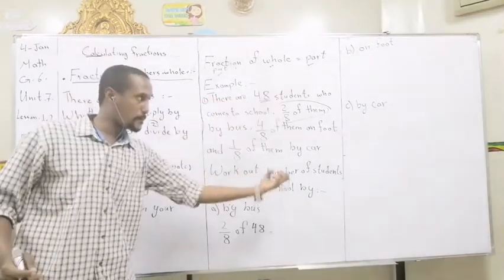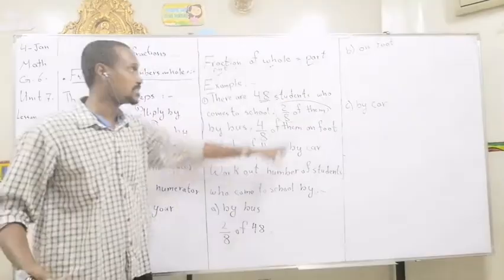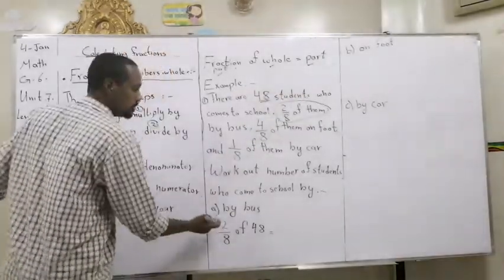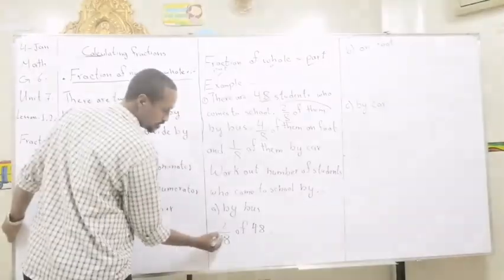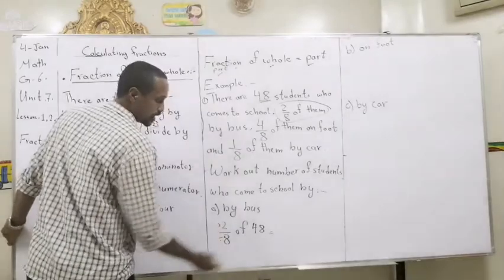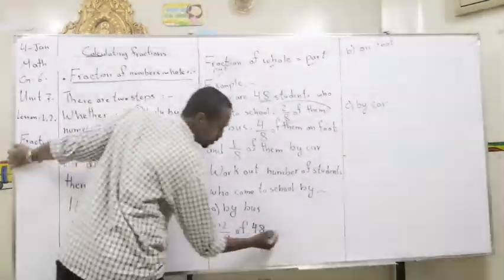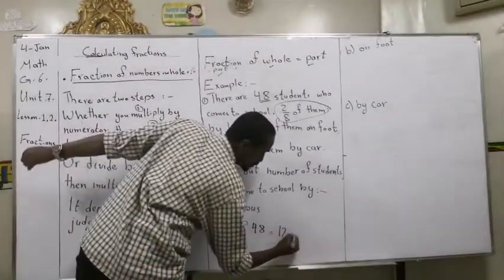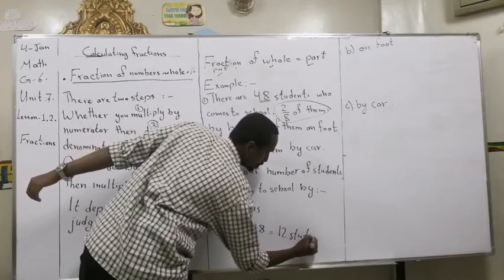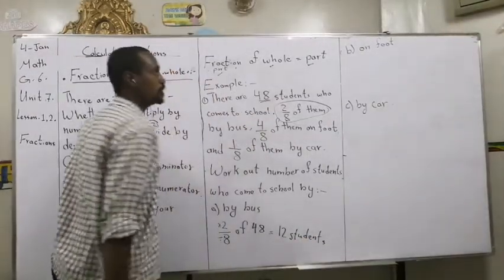And some of them, not all of them, that means part of all of the students, that means the missing is the part. So it will be 2 over 8 of 48. How are we going to do? First, divide them, multiply. 48 divided by 8 equals 6. 6 times 2 equals 12. That means 12 what? 12 students, they use bus. So, let's continue.